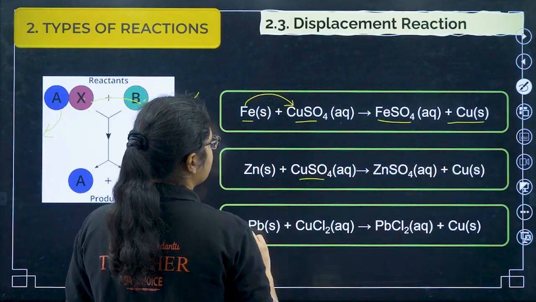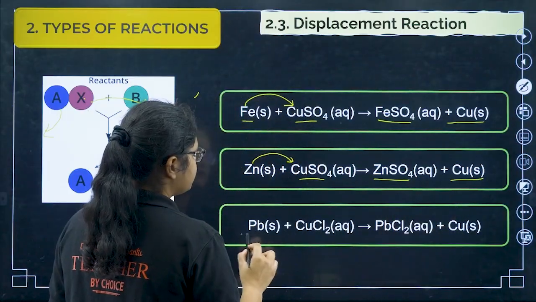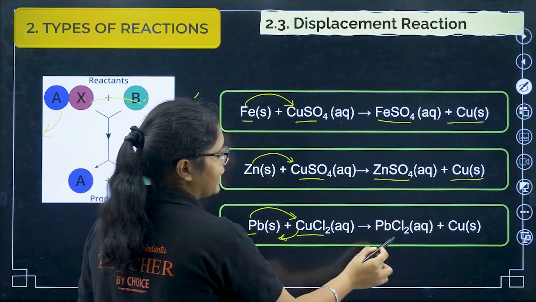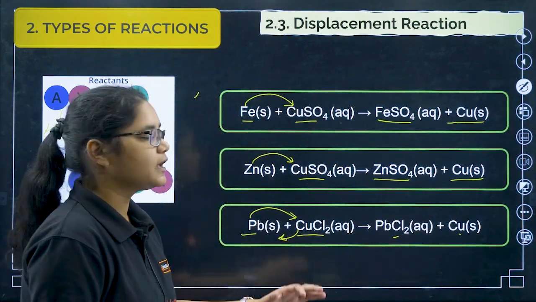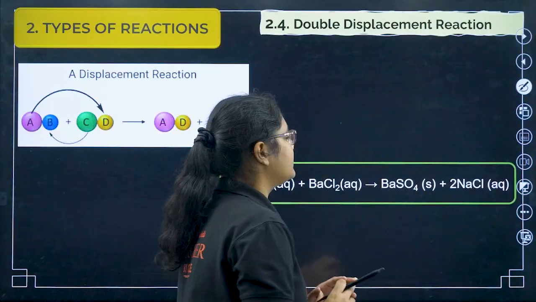Next you have zinc plus copper sulfate. So zinc will replace this copper, and you will get zinc sulfate plus Cu. Next we have lead plus copper chloride. Lead will replace this one, copper will go out, so you will get lead chloride plus copper. Okay, these are all displacement reactions. Now we will talk about double displacement reaction.